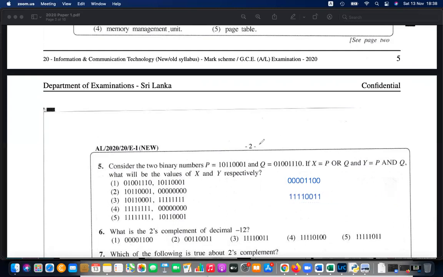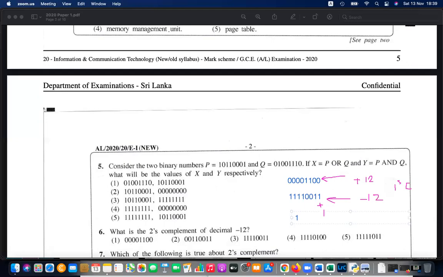This is plus 12, positive 12. This is minus 12, but that is in 1's complement. So 2's complement is obtained by adding 1 to the 1's complement. Let's add 1 to this.